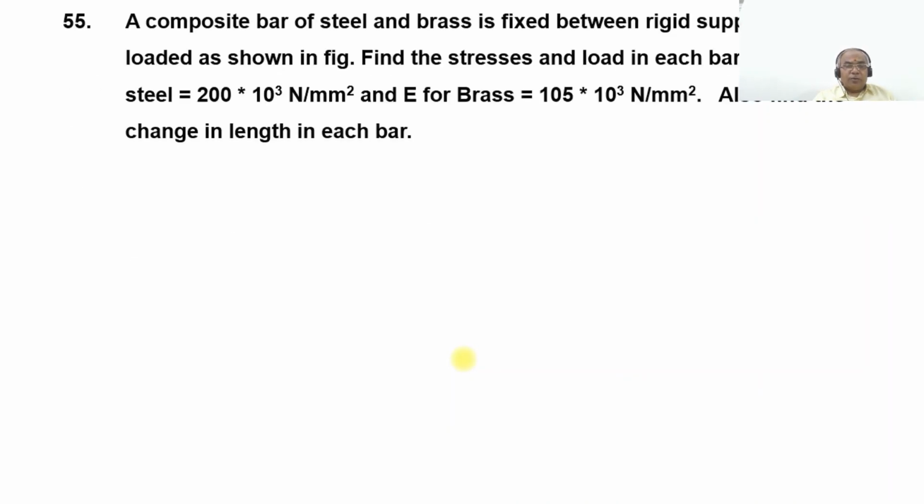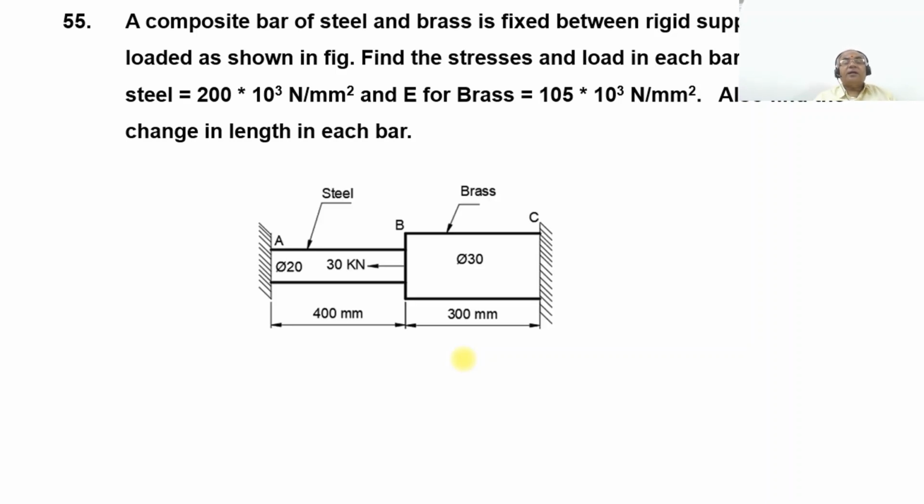Now we are going to take up one more problem, that is problem number 55. A composite bar of steel and brass is fixed between the rigid supports and loaded as shown in the figure. So here we have the steel and brass. This is the steel bar and this is the brass bar having diameter 20 and diameter 30. The length of the steel bar is 400 and the length of the brass bar is 300. Find the stresses and load in each bar.